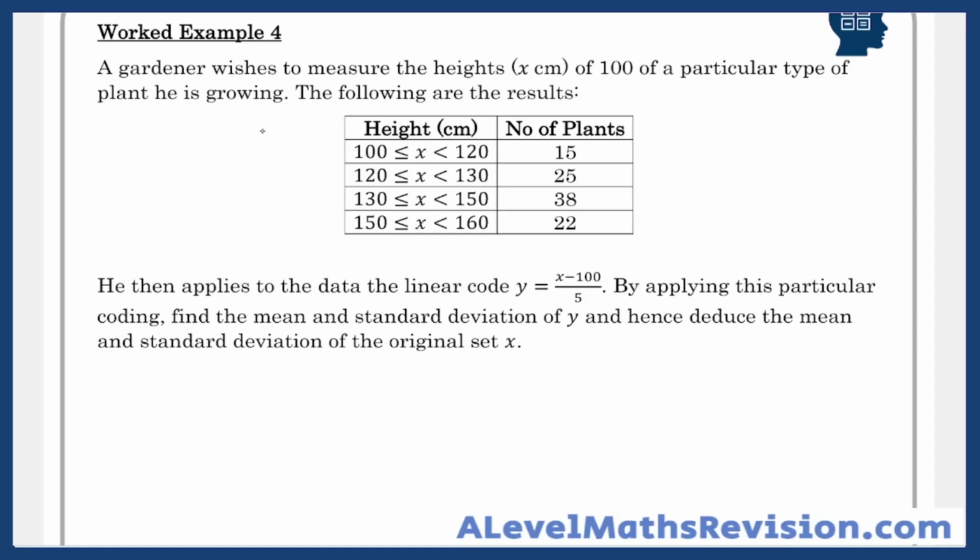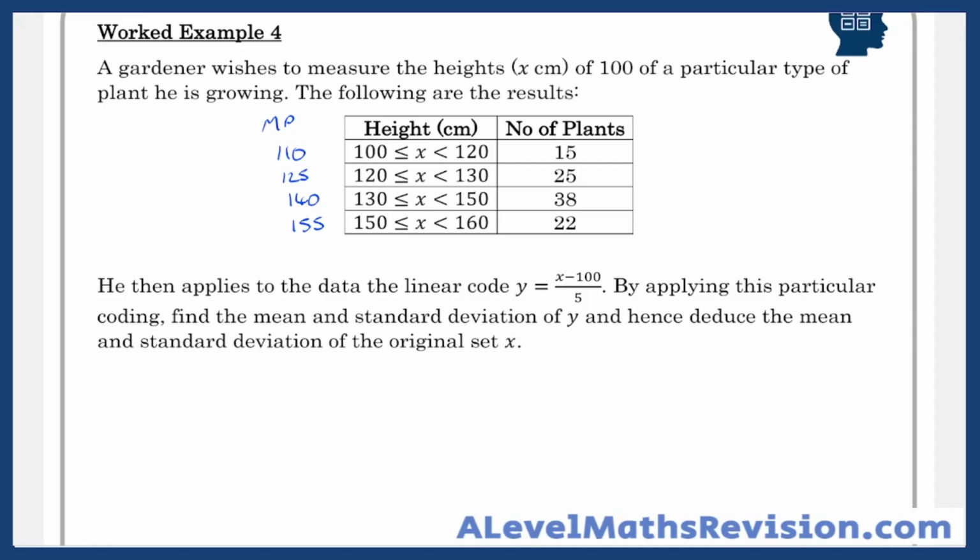So let's work out the midpoints. You might want to pause the video and do it yourself here. So the midpoint of 100 to 120 is 110. Then we've got 125 as the next midpoint, 140 as the midpoint after that, and 155 as the midpoint after that. If unsure, add the two numbers together, divide by 2 is the quickest way of finding the midpoint if you can't spot it straight away. So those are the midpoints.